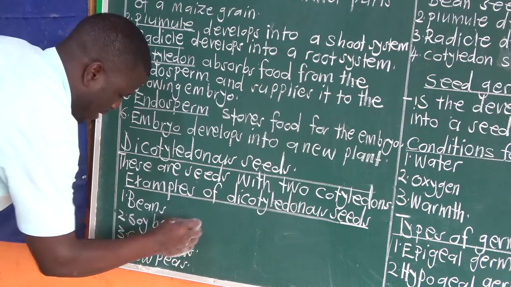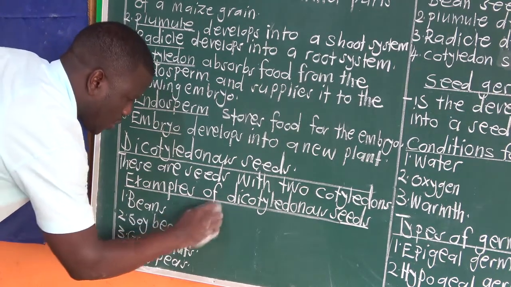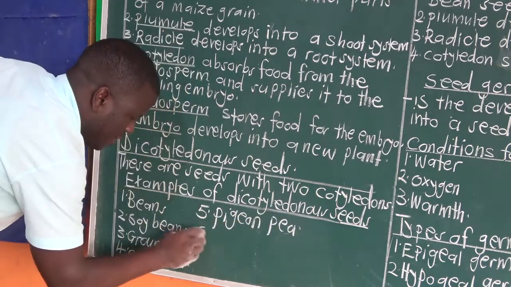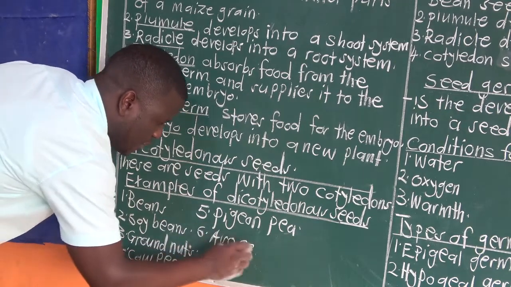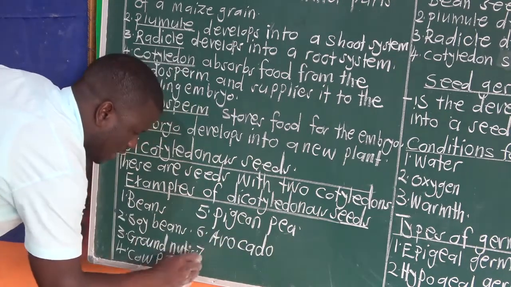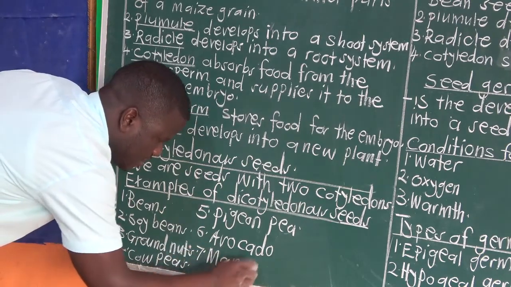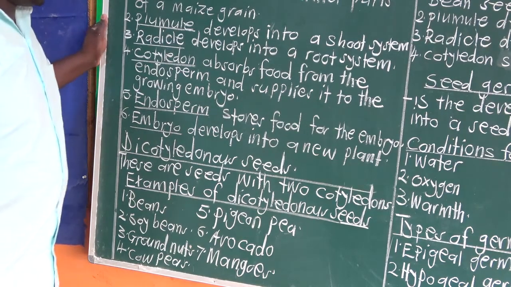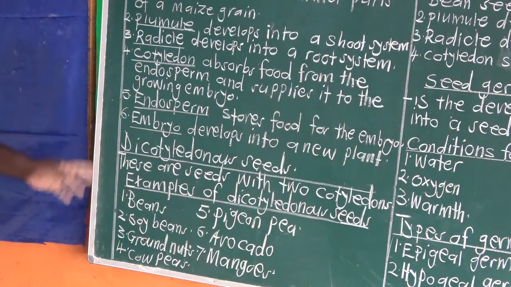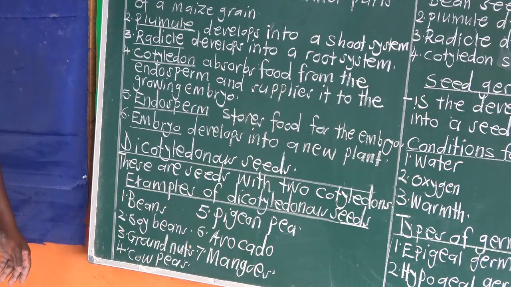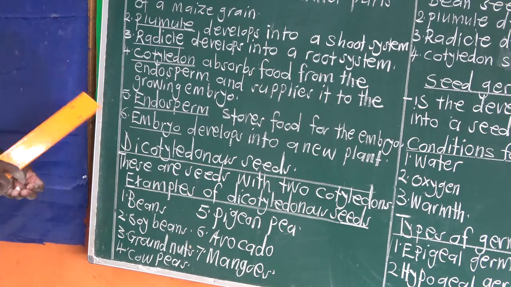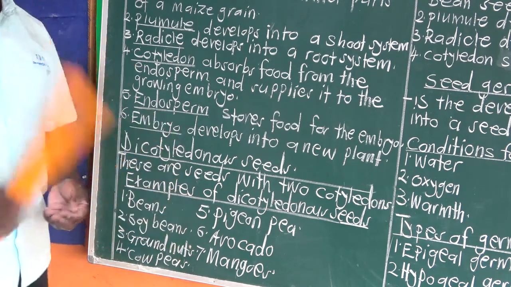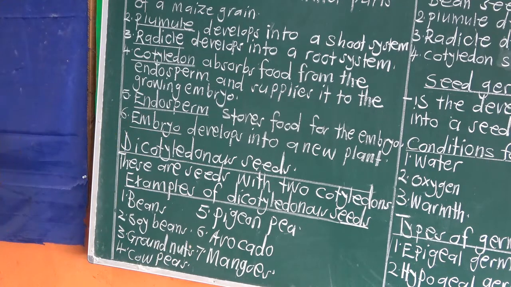We have pigeon pea, avocado, mangoes. They are examples of dicotyledonous seeds. Why do you call them dicotyledonous seeds? They have two cotyledons. They can also ask you to give characteristics of dicotyledonous seeds. They have two cotyledons. Then they undergo epigeal germination.